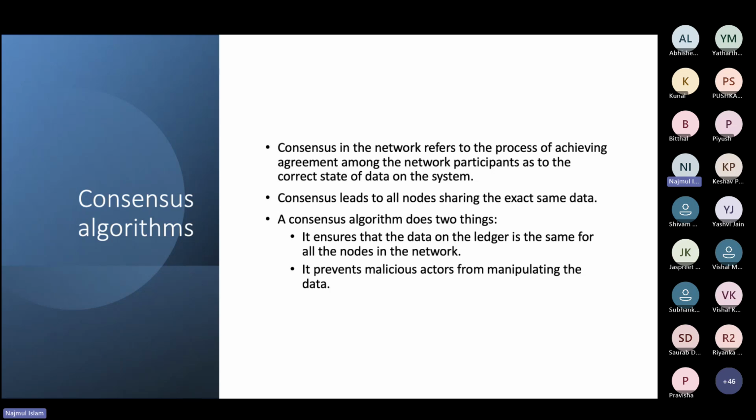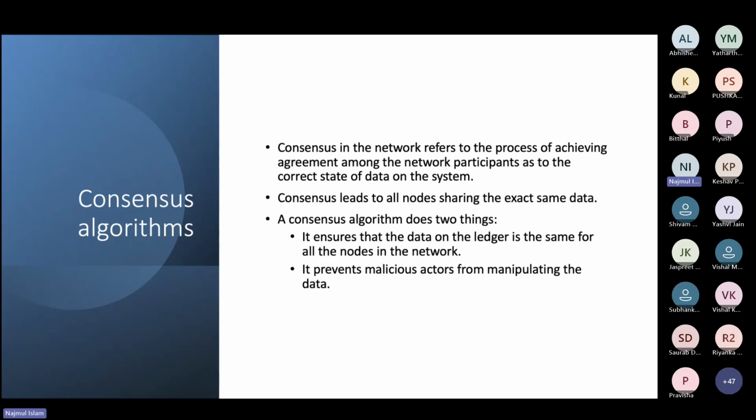Okay, so I think you already know about this consensus algorithm. I will quickly go through it a little bit from the theoretical point of view. You know that consensus in the network refers to the process of achieving agreement among the network participants as to the correct state of data on the system. So basically, this means agreeing among the network participants about some data. This also means that consensus leads to all nodes sharing the exact same data. And the purpose of consensus algorithms is that it ensures that the data on the ledger is the same for all the nodes in the network, and it prevents malicious actors from manipulating the data.